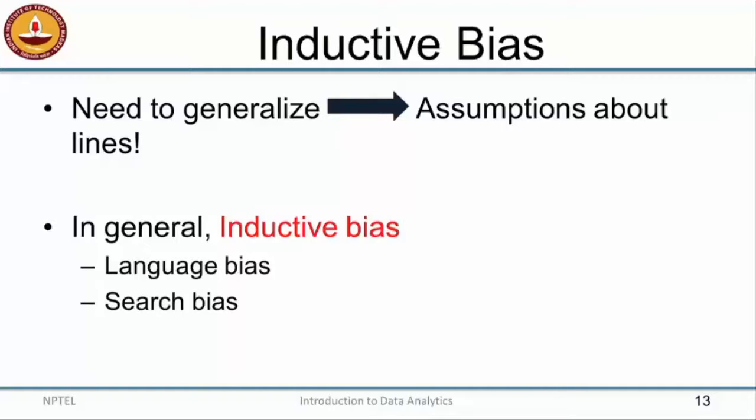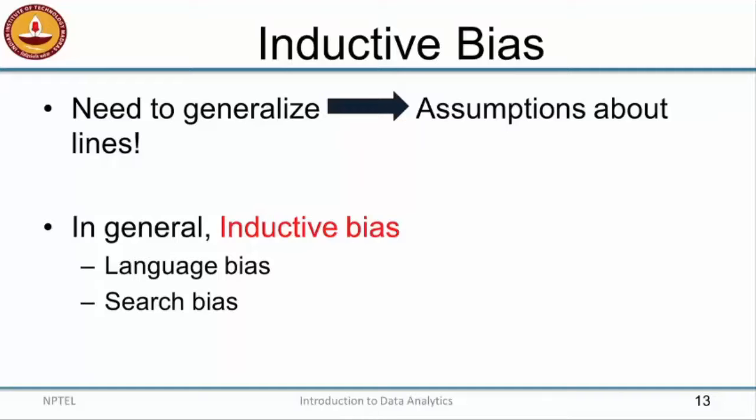Okay? So such assumptions on the models that you are generating are called inductive bias. So the whole paradigm of learning that we are talking about is called inductive learning, and the assumptions that allow us to get this kind of a generalization are known as inductive bias. And there are two forms of inductive bias generally.